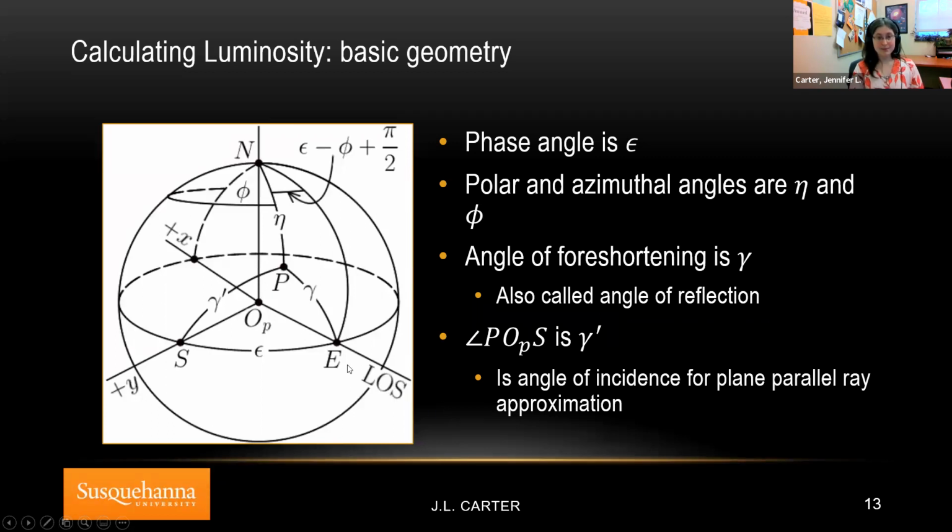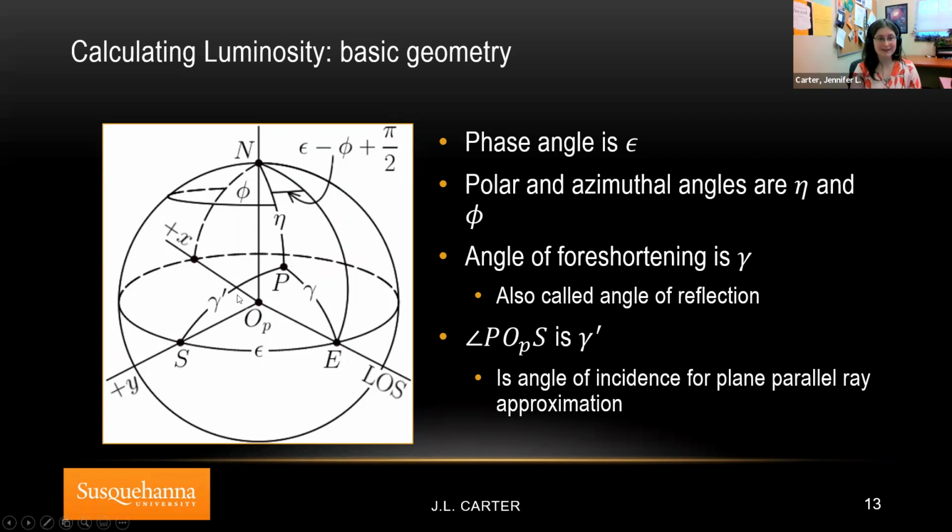The subplanetary point, just so we remember, is the point on the surface of the exoplanet along the line that connects you, the observer, to the center of the exoplanet, along this line of sight. We've already seen eta, which measures the polar angle of some point P on our exoplanet. Phi is going to be the azimuthal angle. And there are two other angles that are important when dealing with reflected light. The first is the angle of foreshortening, gamma. This is the angle from some point P to the subplanetary point. This tells us about the projection of light coming from point P along our line of sight.